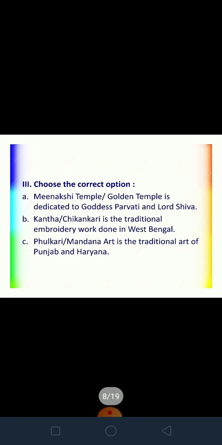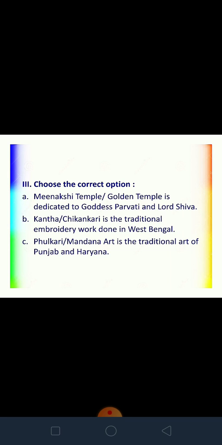Now we come to question number 3. Here 2 options are given for each part. For each question you have to choose the correct option. Meenakshi temple or Golden Temple is dedicated to Goddess Parvati and Lord Shiva. Which one is correct? You just write the correct option in your notebook. It is Meenakshi temple.